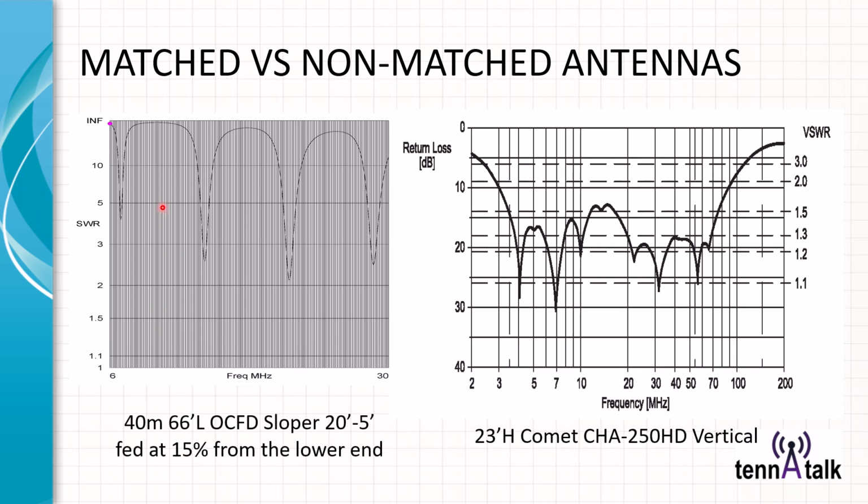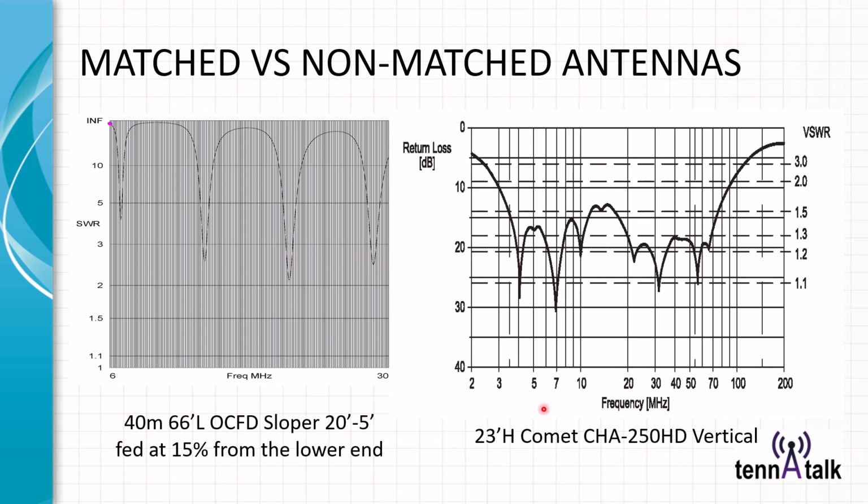So here's a way to look at how to recognize matched versus non-matched antennas. On the left, you'll see an off-center fed dipole sloper fed at 15% from the lower end for 40 meters. And you can see nice notches. While it's not perfect, a small tuner could easily deal with this and tune the rest of it out. And these are all sitting at the appropriate bands of 40, 20, 15, and 10 meters.